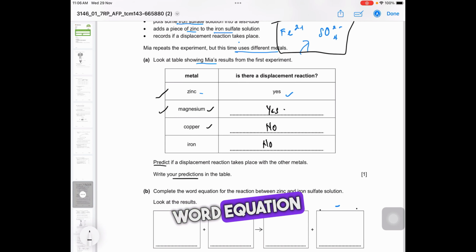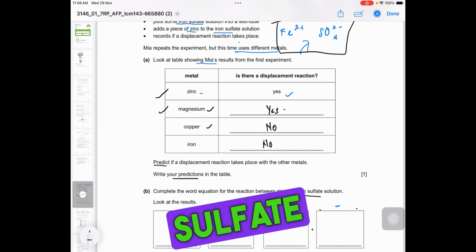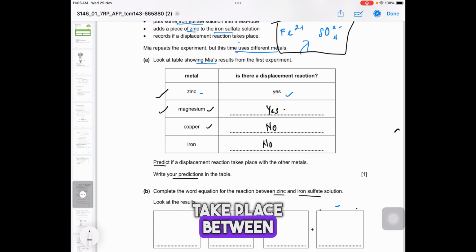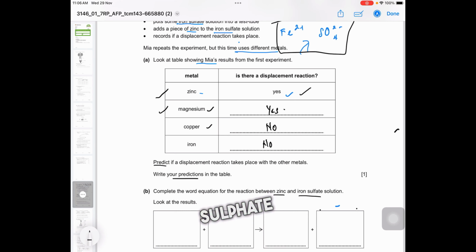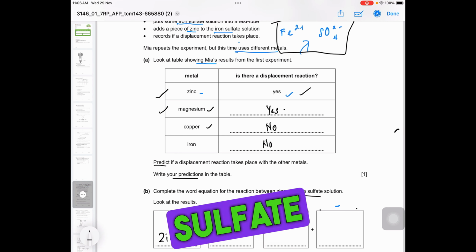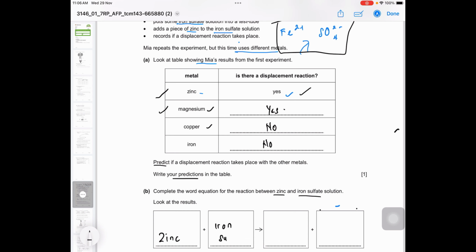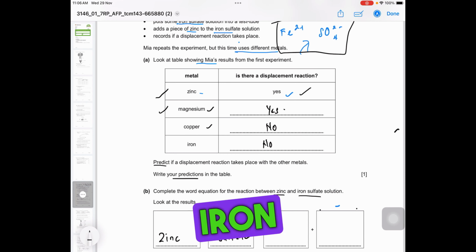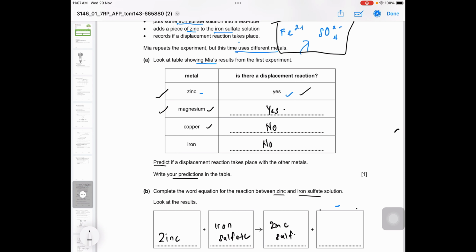Complete the word equation for the reaction between zinc and iron sulfate, since there's a reaction that takes place between zinc and iron sulfate. So just write zinc here as a reactant and iron sulfate. So now in this case, zinc can displace iron from iron sulfate: zinc sulfate plus iron. This shows there's a displacement reaction taking place.